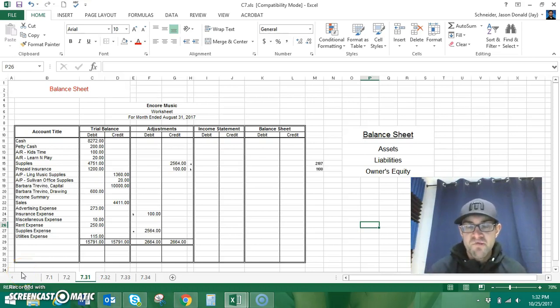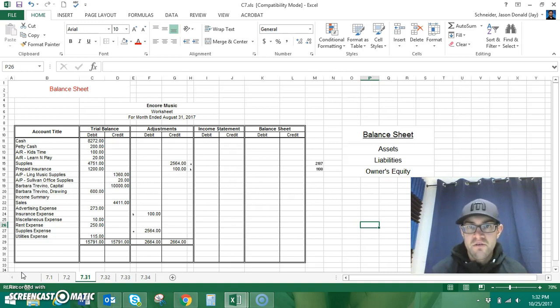Alright, we are in 7.3 and we're now going to get into our balance sheet columns. So in 7.1 we did our trial balance, which again is just from your general ledgers. In 7.2 we calculated our adjustments on a couple of things that changed from the beginning of the month to the end of the month.